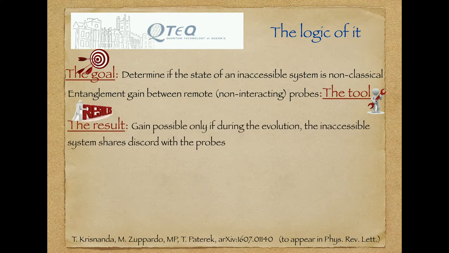What is the result that I want to report? I want to show that one can infer this non-classicality through this entanglement gain only if, during the evolution, during the interaction between your probes and the system that you cannot access, some discord gets built up, that gets established between the system that you cannot access and the probes themselves.